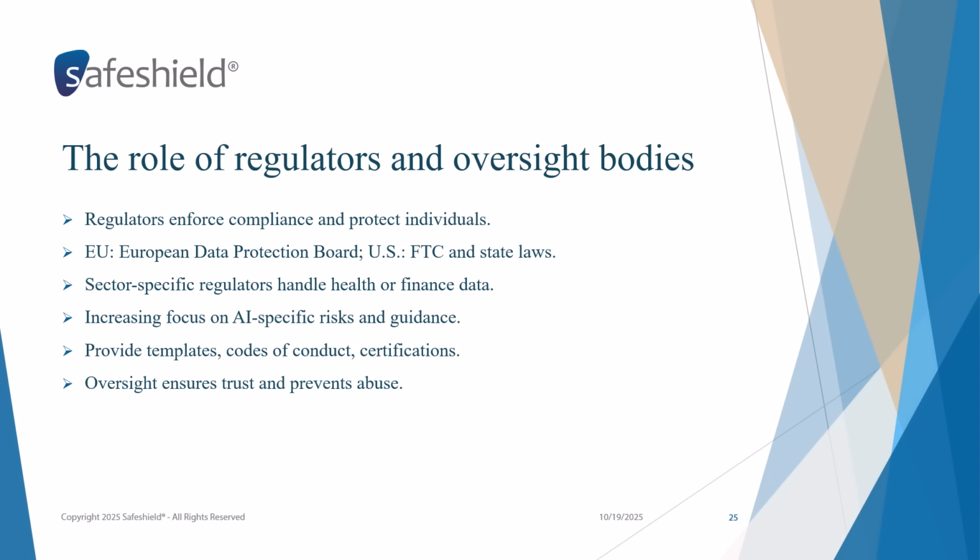Specialized regulators also exist for certain sectors. For example, healthcare data may fall under HIPAA enforcement, while financial data is overseen by banking regulators. Increasingly, regulators are focusing on AI-specific risks, such as automated decision-making and biometric surveillance. Oversight is not limited to penalties. Regulators often provide guidelines, codes of conduct, and certification schemes to help organizations implement best practices. For instance, some data protection authorities publish templates for DPIAs tailored to AI systems.